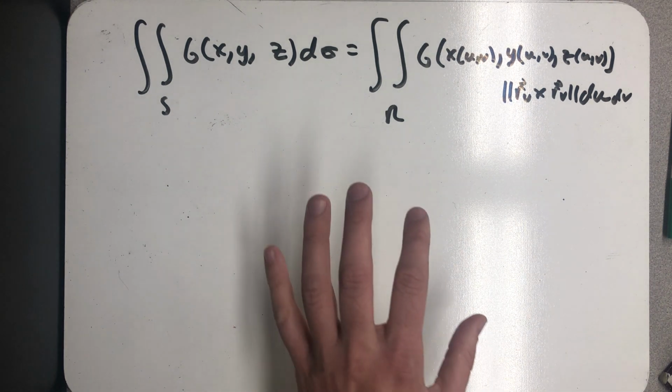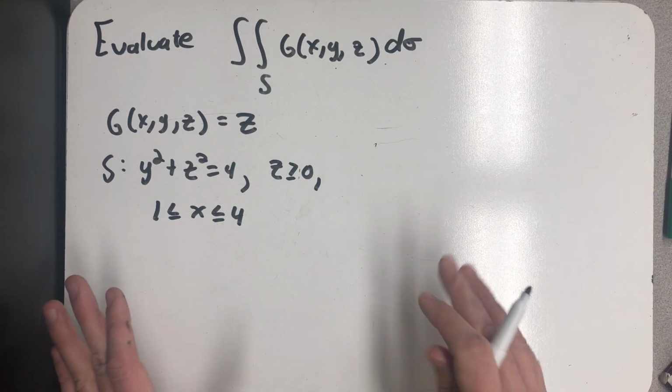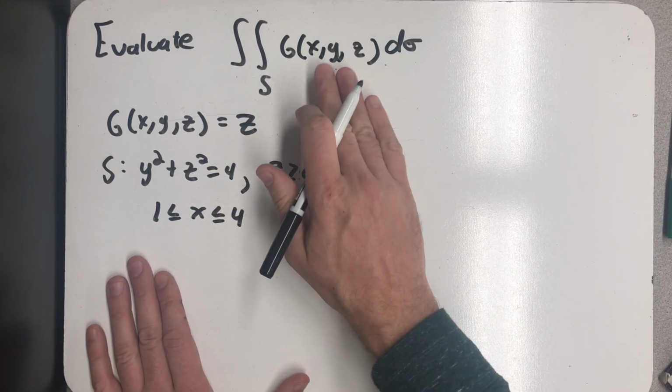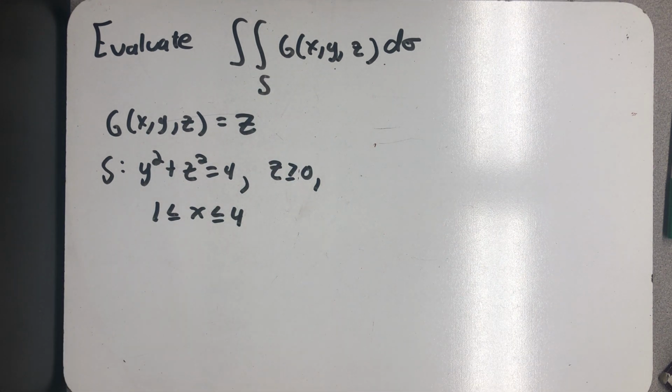Well, let's see if we can just work through an example. So I'm asked to evaluate the surface integral over a surface S of a function g of x, y, z d sigma. The function we're given is just g of x, y, z equals the z coordinate. And the surface is y squared plus z squared equals 4, which is a cylinder. I'm told that z is bigger than or equal to 0, and x is between 1 and 4. So my first job will be to parameterize that surface, and we'll go from there.